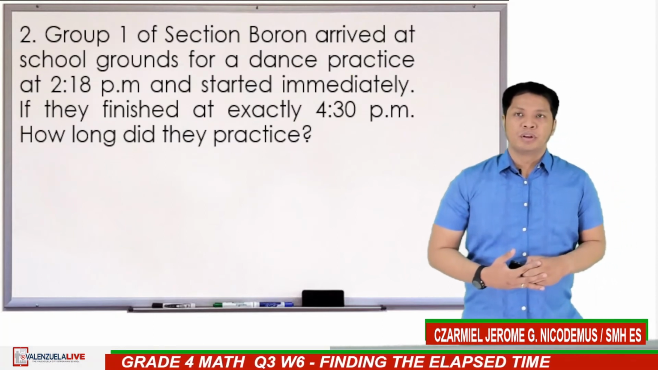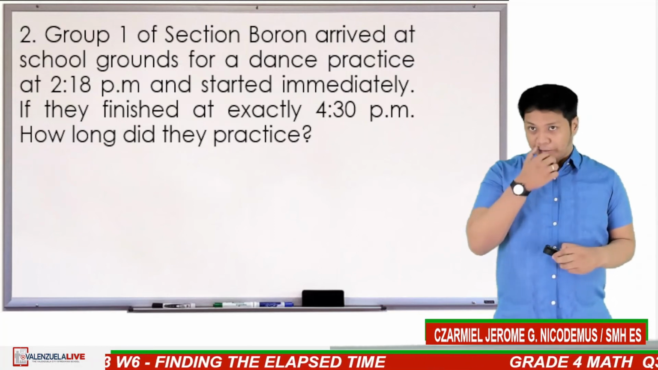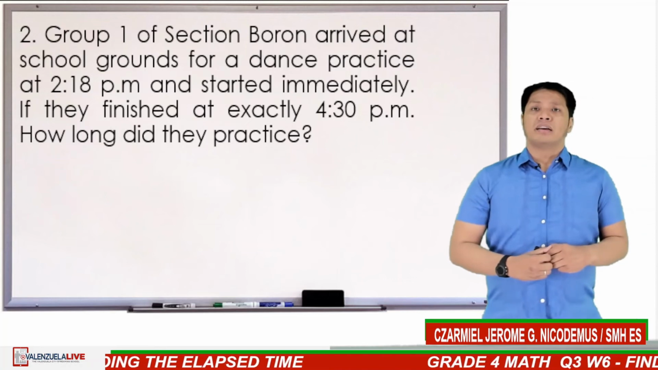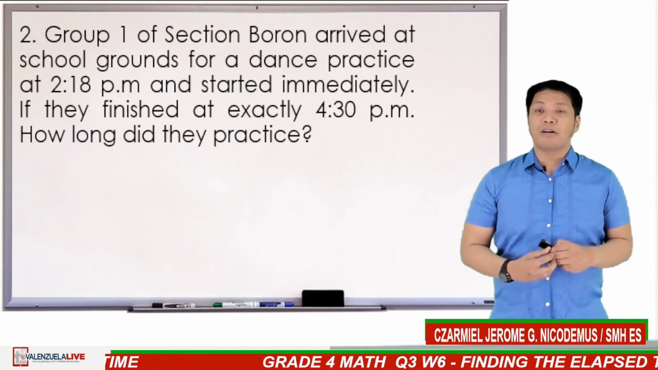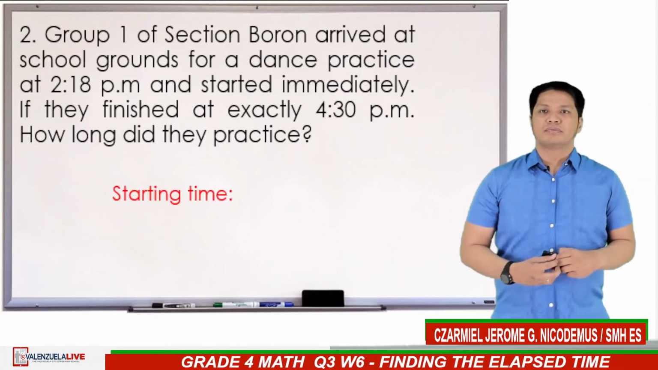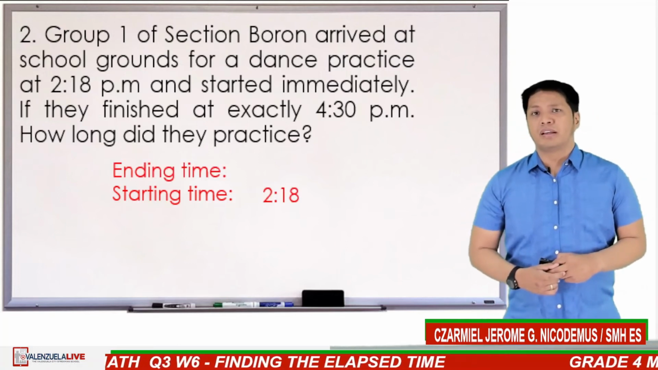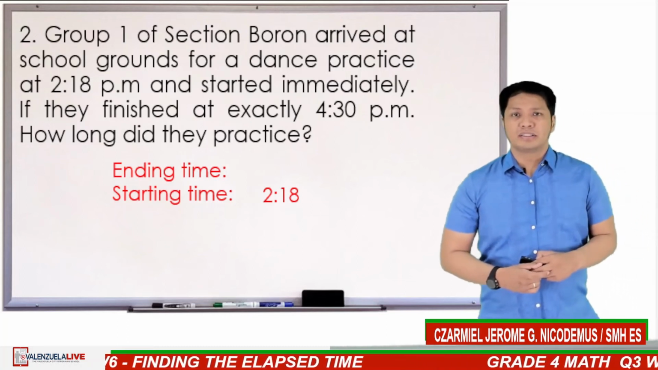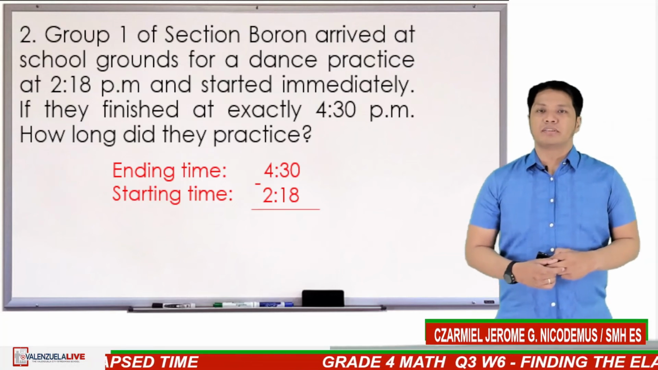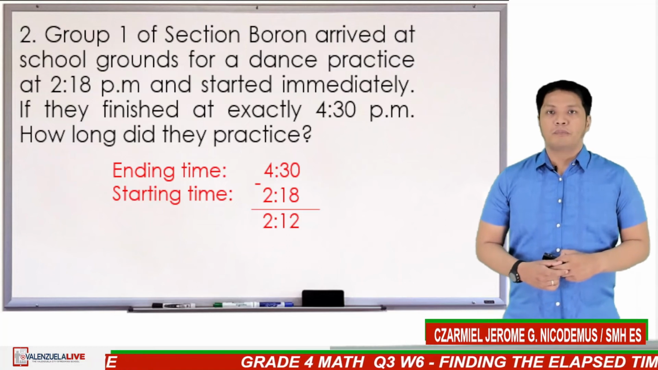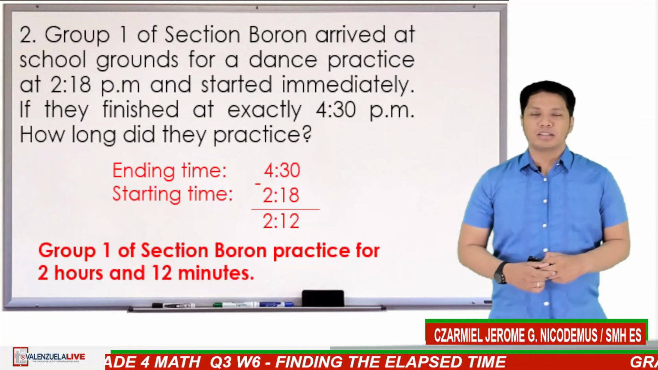Number 2. Group 1 of Section Boron arrived at school ground for dance practice at 2:18 p.m. and started immediately. If they finish at exactly 4:30 p.m., how long did they practice? So the starting time will be 2:18 p.m. and the ending time is 4:30 p.m. So we need to subtract 2:18 from 4:30. So 30 minus 18 is equal to 12. 4 minus 2 is equal to 2. Group 1 Section Boron practiced for 2 hours and 12 minutes.